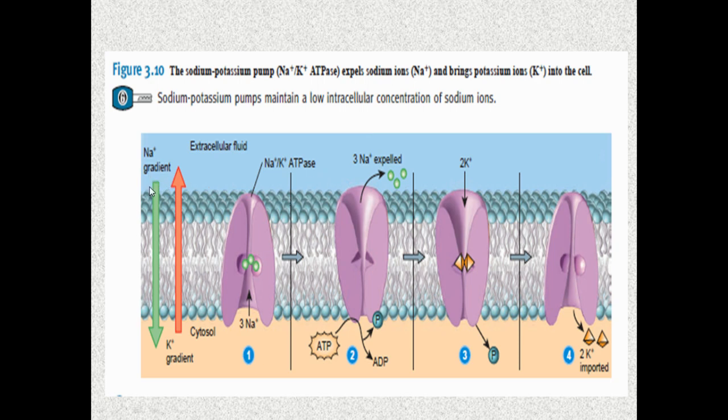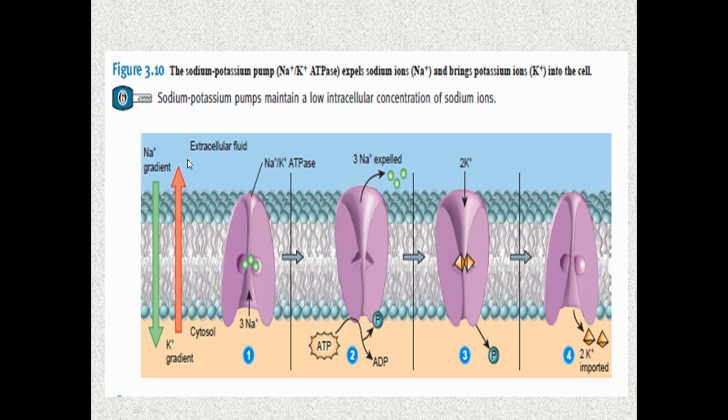Now you can see the process of the sodium potassium pump. You can see a green arrow and an orange arrow. These arrows show the gradient. The sodium concentration is more on the outside than the inside, whereas the potassium concentration is more on the inside than the outside. So this is the gradient.